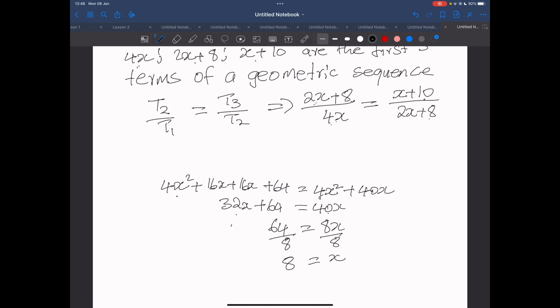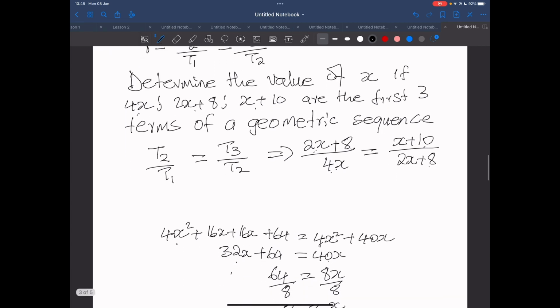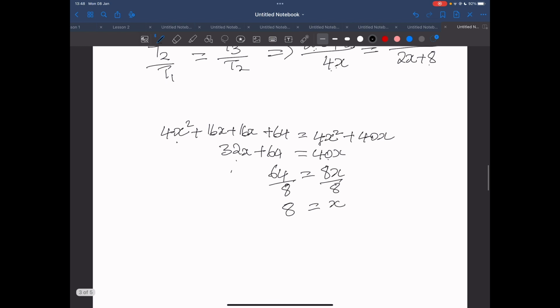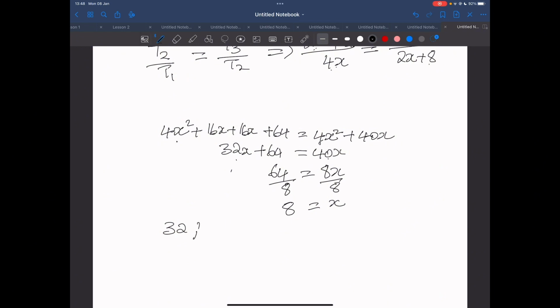So we use the common ratio to get the x value like that in a question where we wanted the value of x. So x is 8. In other words, you can even substitute the 8 there and get the terms. So the terms will actually be 32, 24, and 18. This was not asked. I just show you that if you put the 8 in the first 3 terms, you'll get that sequence. And the sequence is a geometric sequence.